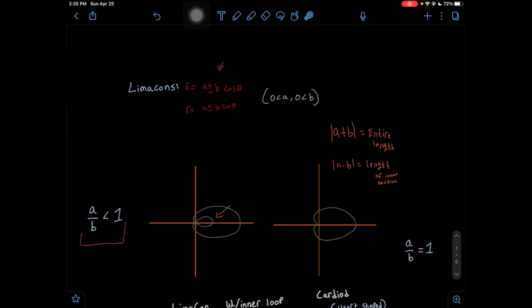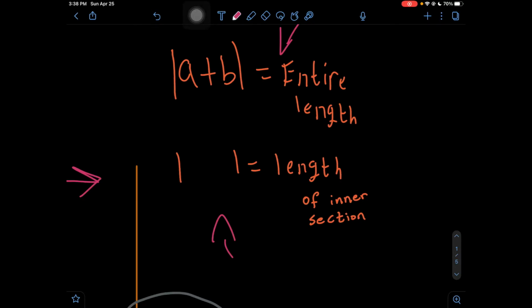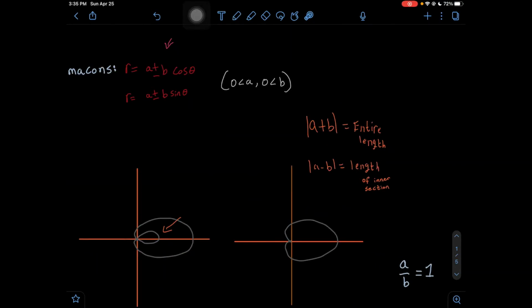Now, you might be asking, what do a and b represent? Well, a plus b equals the entire length of the limaçon, and when looking for the length of your intersection, you have to do b minus a. And a minus b equals the length of the intersection.